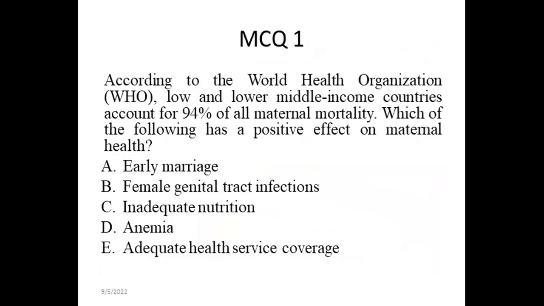Now time for MCQs. MCQ 1. According to the World Health Organization, low and lower middle income countries account for 94% of all maternal deaths. Which of the following has a positive effect on maternal health? A, early marriage; B, female genital tract infection; C, inadequate nutrition; D, anemia; E, adequate health service coverage. What will be the correct option? E will be the correct option. Adequate health service coverage has a positive impact on maternal health.